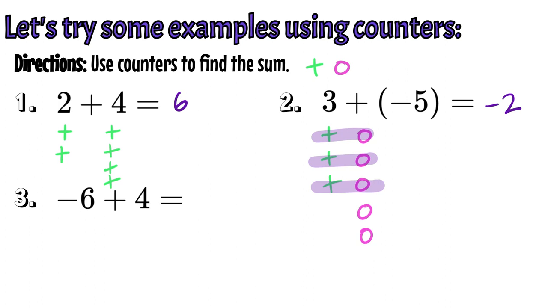Let's try one more together. In this next example, we have 6 negative counters. And we have 4 positive counters. In this example, we have 1, 2, 3, 4 sets of counters that undo each other, and we're left with 2 negative counters. So -6 plus 4 is equal to -2.